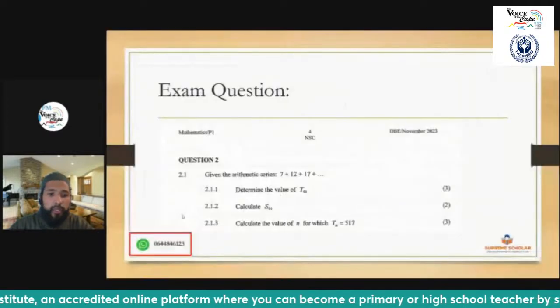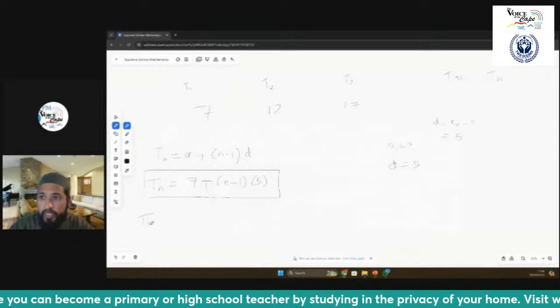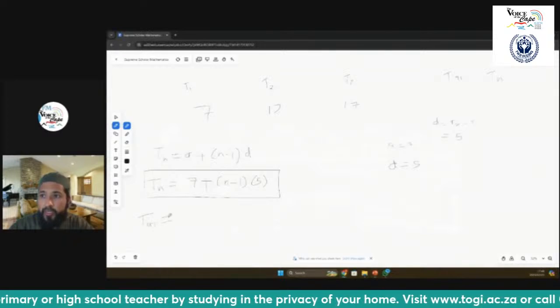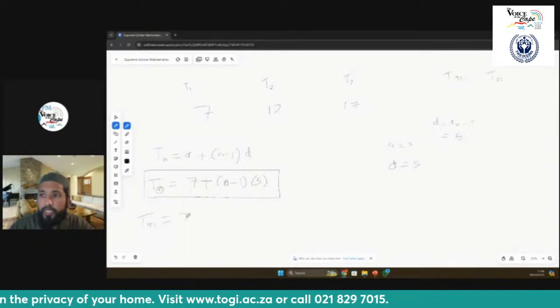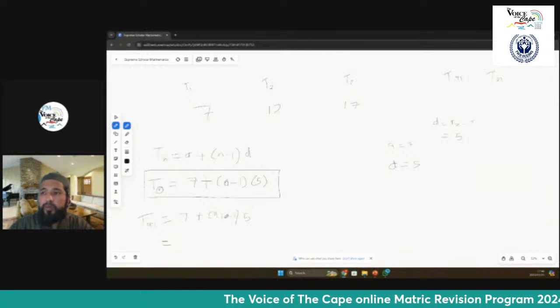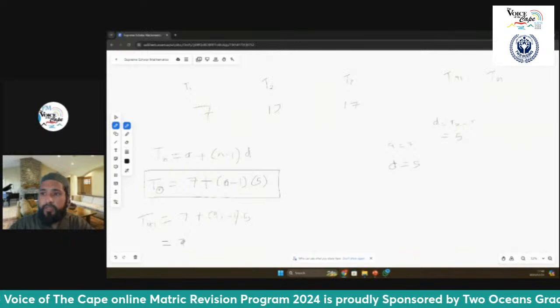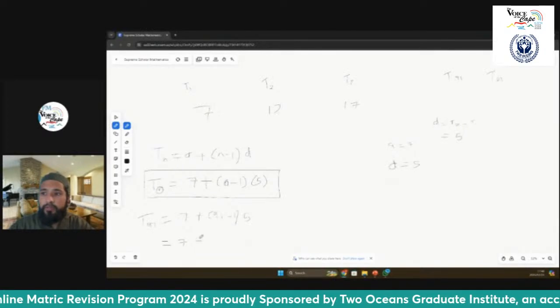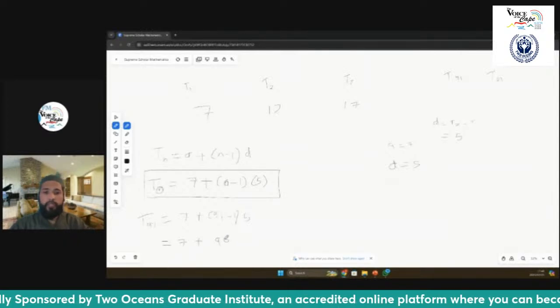And now they're asking us for T91. Well, what we simply will do here is we will say T91 is going to be equal to what? You see this n over here goes with that n over there, right? So we're going to say T91 is equal to 7 plus (91 minus 1) multiplied by 5. That's it, right? And then we can do the calculations. 91 minus 1 is 90. 90 times 5, you could do the calculation, right? 7 plus 90 multiplied by 5. What is that?